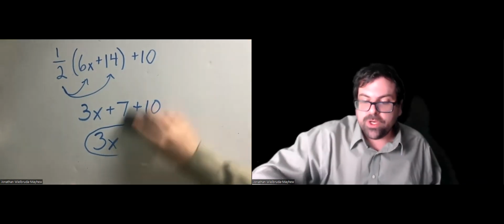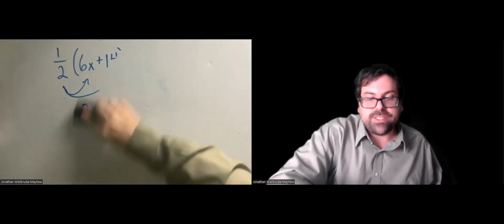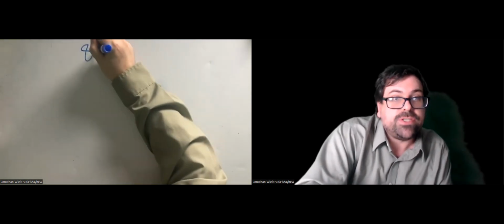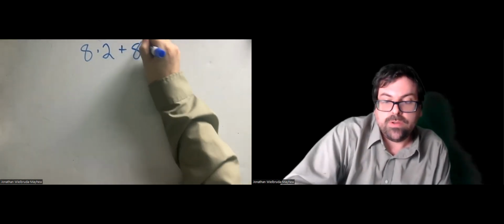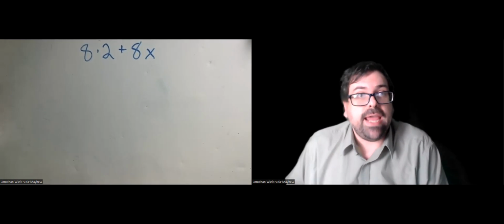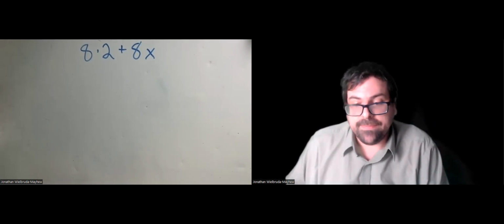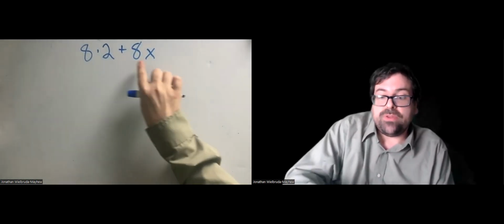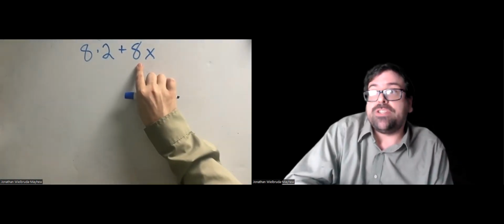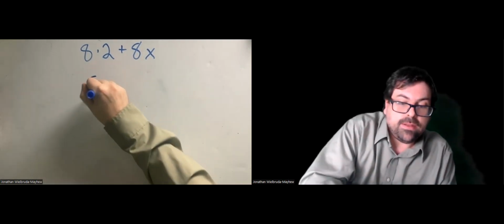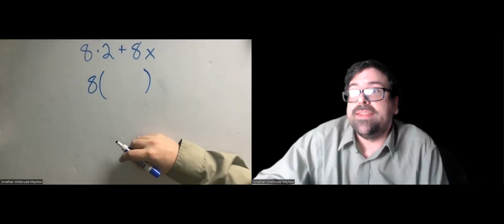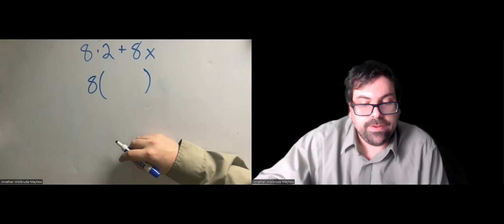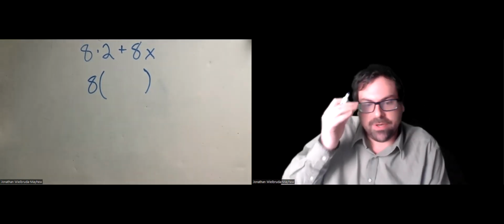There might be some problems where you have to write it in reverse using the distributive property. What does that look like? Let's say for starters, we were given 8 times 2 plus 8x. 8 times 2 plus 8 times x. Well, we would notice that both of these terms have multiplication by 8. So the 8 is what would be on the outside of the parentheses.